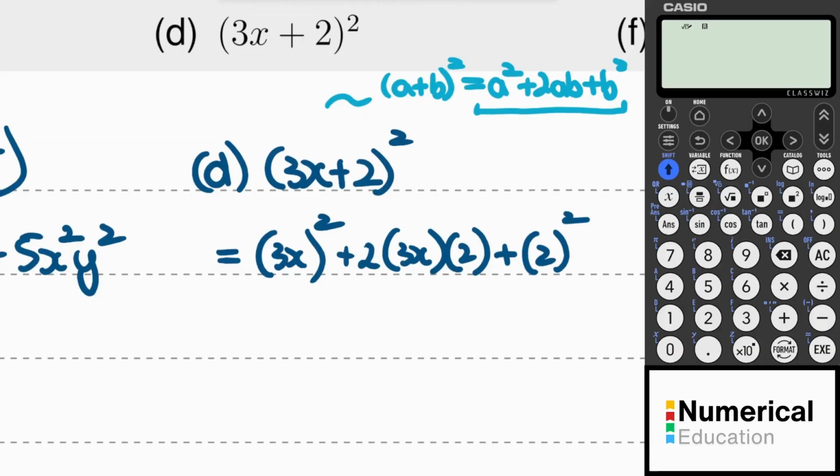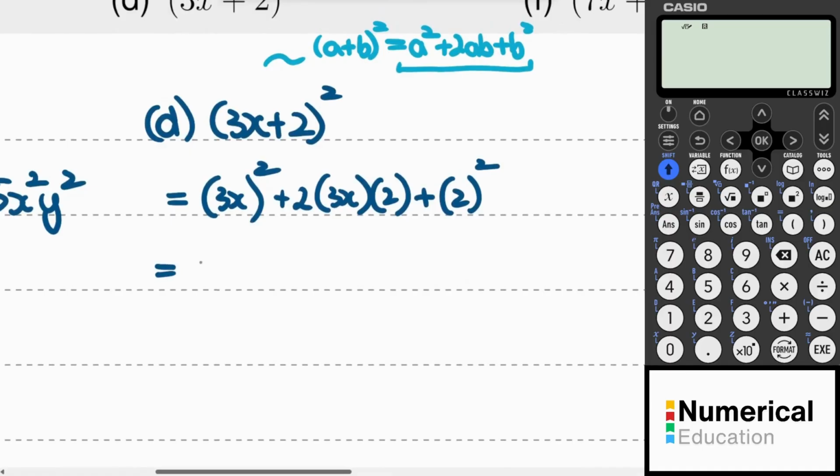So you can see it follows that trinomial form. All right, tidy it up. 9x squared, plus 12x, plus 4, and that's our expansion. So this is using the perfect square rule to get the answer as quickly as possible, and we don't have to waste time doing the long expansion.